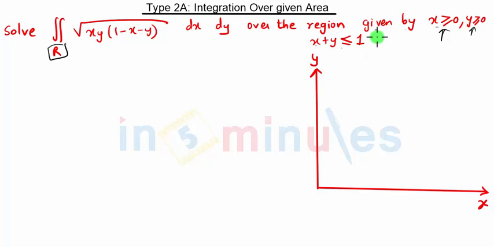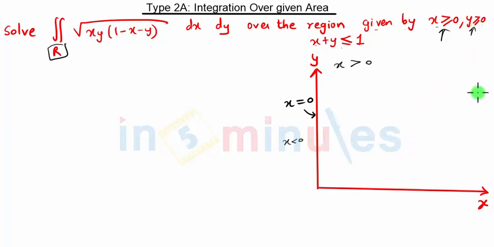So first we will find what is x equal to 0. X equal to 0 is this line, that is the y-axis. So x greater than or equal to 0 means this entire region. Here x is less than 0, here x is greater than 0, and this is x equal to 0. So we have to consider this region, that is on the right hand side.